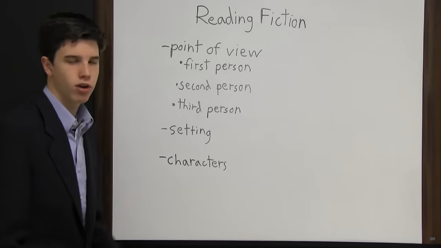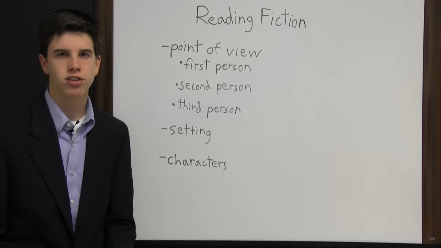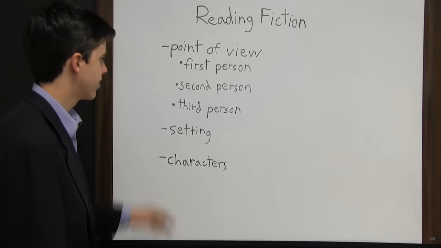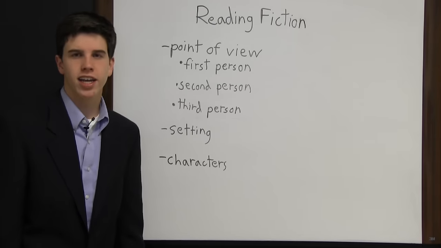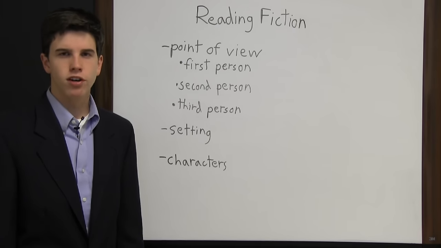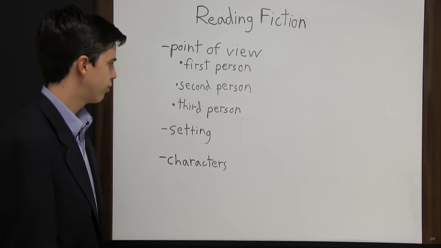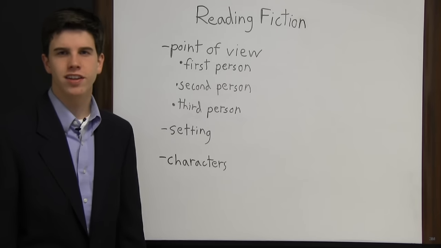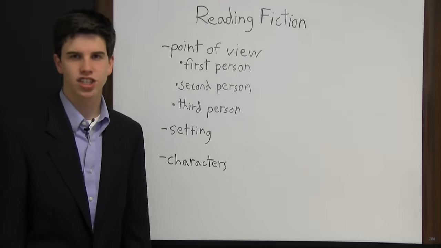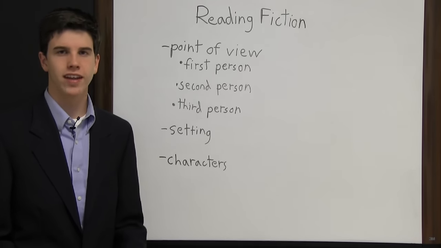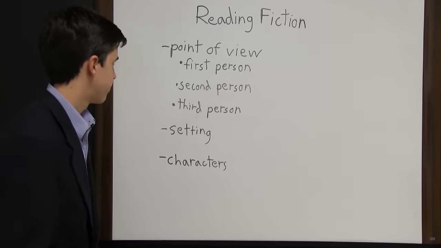In a first person point of view, the narrator takes part in the story and refers to himself as I. In a second person point of view, the narrator again is involved in the story but refers to another character using the pronoun you. In a third person point of view, the author refers to the other characters as he and she. So the narrator is not actually involved in the story. They're just merely relating the story to the reader.